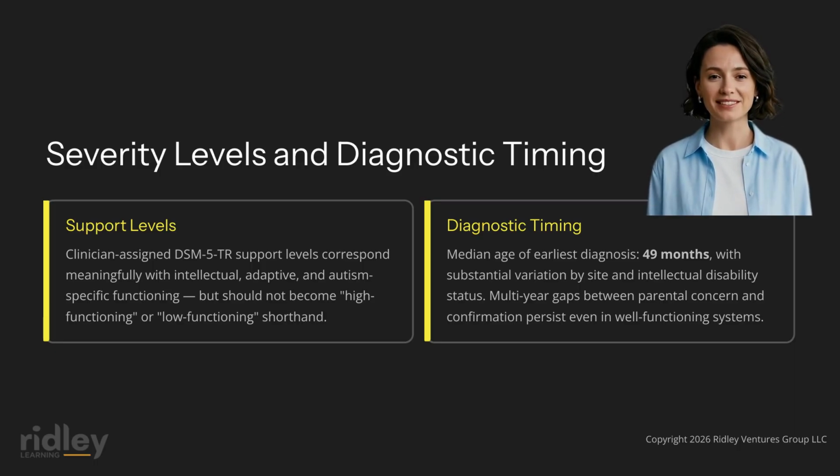In contemporary US practice, the median age at which children in the ADDM surveillance network receive their earliest known ASD diagnosis is 49 months. There's substantial site-to-site variation and longer delays for children without co-occurring intellectual disability. This is a reminder that even well-functioning multidisciplinary systems leave multi-year gaps between parental concern and diagnostic confirmation. For allied health clinicians in early intervention and school settings, the practical implication is clear. Specialist referral shouldn't be deferred while waiting for a completed diagnostic evaluation. Consistent with AAP and American Occupational Therapy Association guidance, evaluation and intervention can and should run in parallel whenever clinical concern is present.